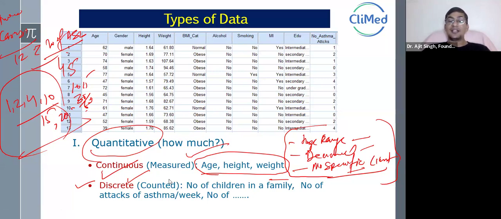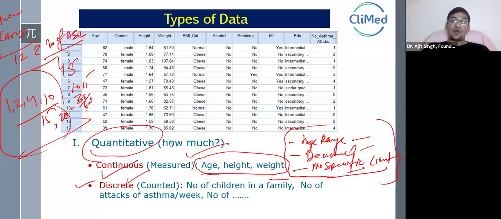Okay, and then give me another example of discrete data, guys. Discrete data. One example of discrete data. Rainbow colors. Wonderful. Rainbow colors. Yes, absolutely. Rainbow colors is discrete data.